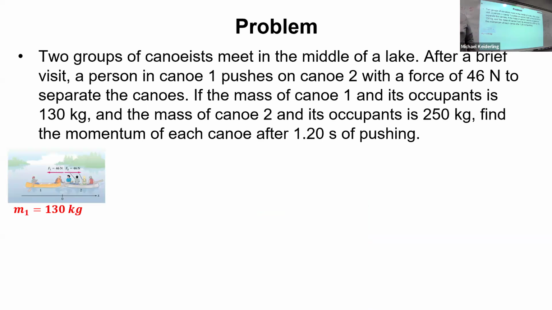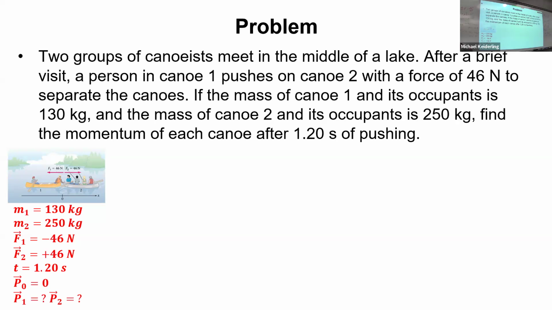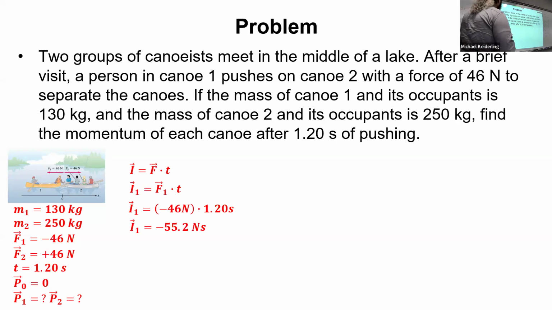The mass 1 is 130 kilograms, mass 2 is 250. Force 1 is minus 46 newtons, force 2 is plus 46 newtons. The time is 1.2 seconds. The initial momentum is 0. And we're interested in momentum 1 and momentum 2. Impulse is force times time. So impulse 1 is force 1 times time. So that's minus 46 newtons times 1.2 seconds, or minus 55.2 newton seconds.